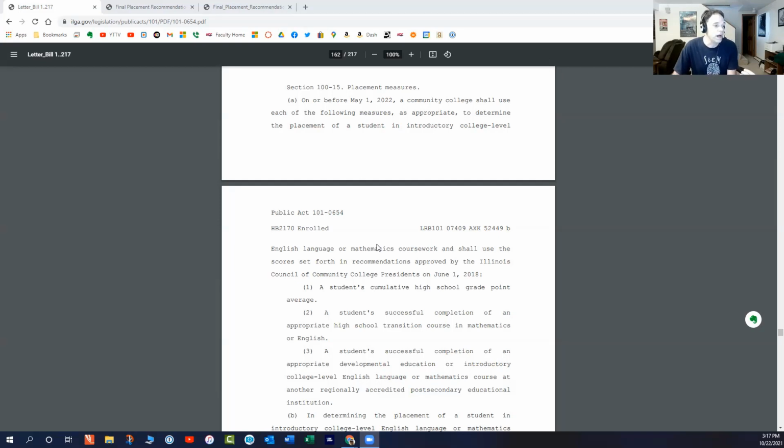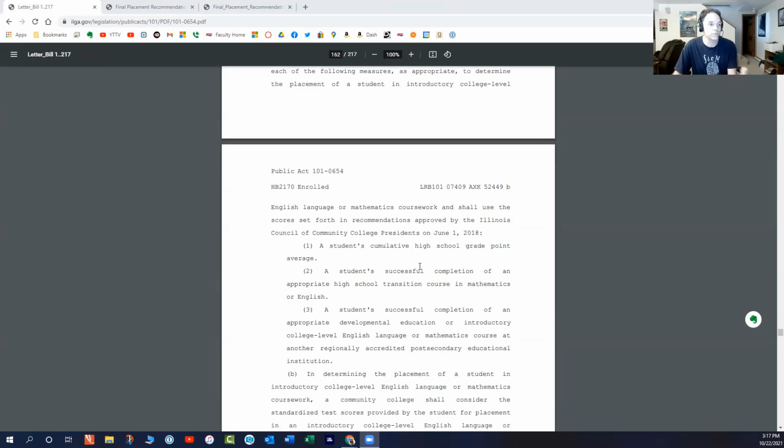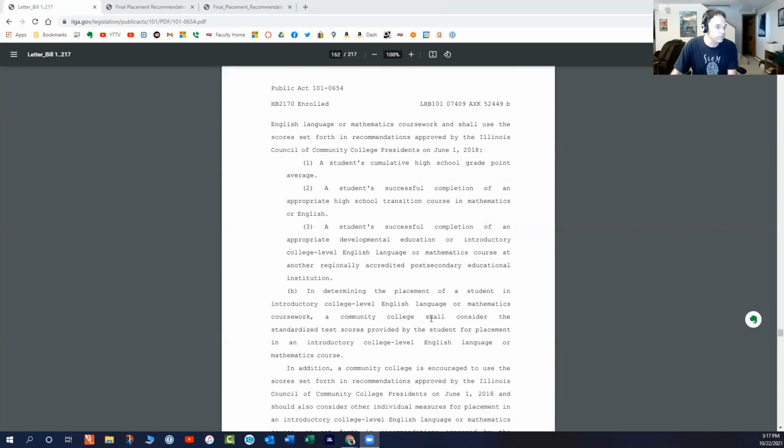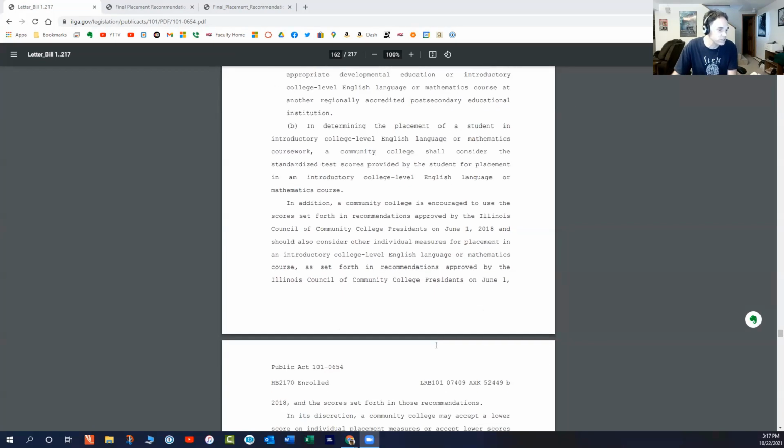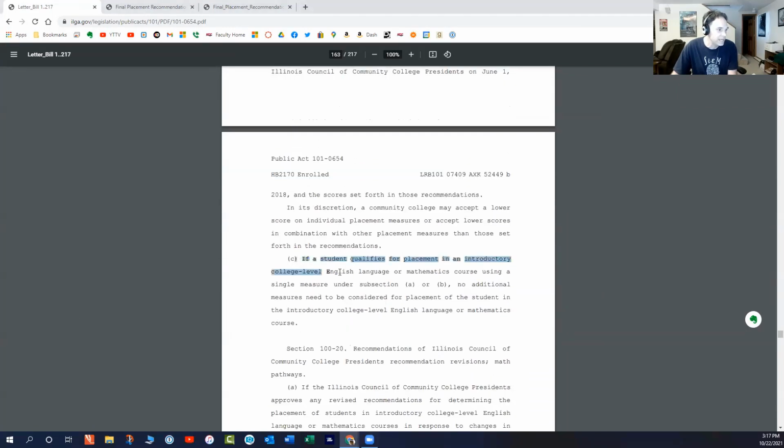Okay, and they list these types: cumulative high school grade point averages, successful completion of transitional math courses, eventually transitional English courses, completion of appropriate developmental ed or introductory college level English or math at another accredited institution, and so forth. And a placement test, which is part B. But what I want to make sure you see is part C, and this is the new part. Okay, it says that if a student qualifies for placement in an introductory college level math course using a single measure, no additional measures are needed.